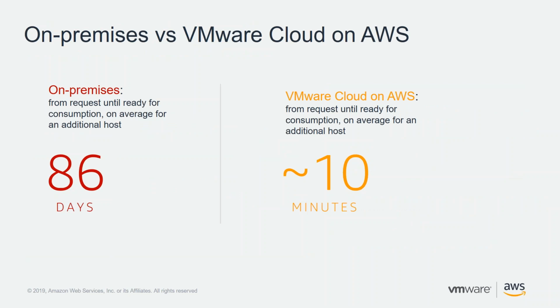When you compare on-premises and VMware Cloud on AWS, to stand up a bare metal server takes roughly 86 days from consumption to cabling, racking, stacking, and adding it. In VMware Cloud on AWS, in under 10 minutes, you can request an additional bare metal server and add it to your SDDC.